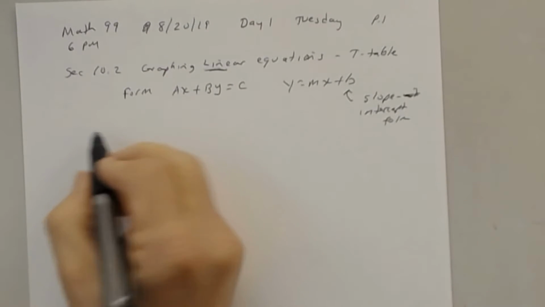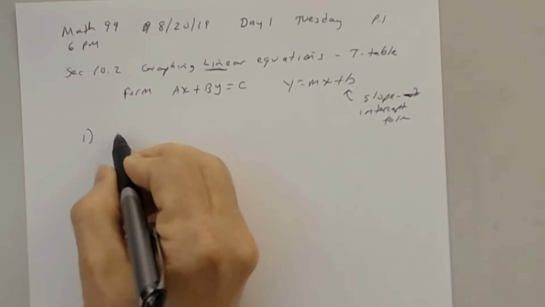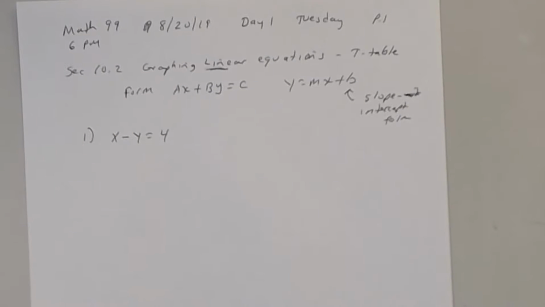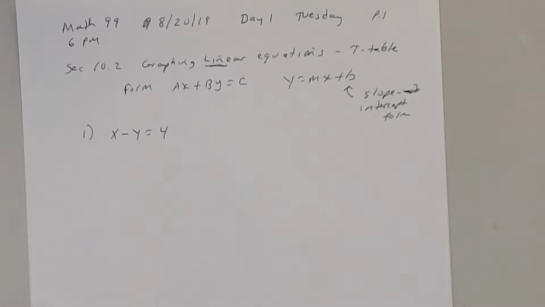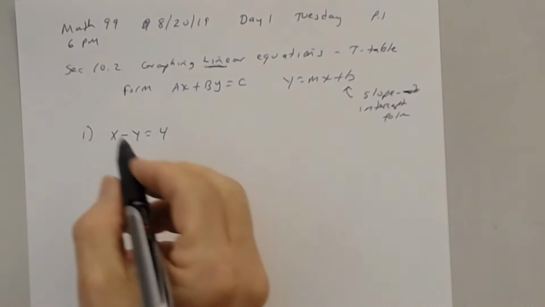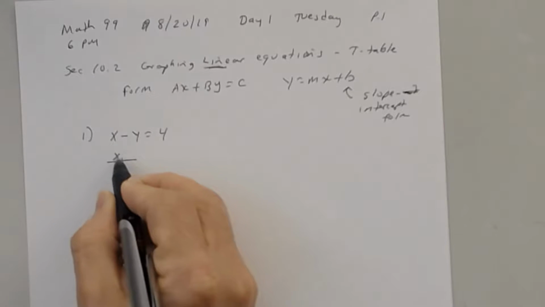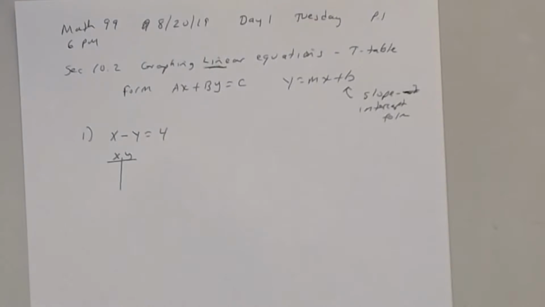So, for example, let's look at this linear equation. So we're going to graph this linear equation. So number 1, x minus y equal 4. X minus y equal 4. All right, now, in my math lab, when you get to my math lab, you're going to have something that looks like this. They'll have a t-table already there. So remember t-table, you have the x column and then you have the y column.